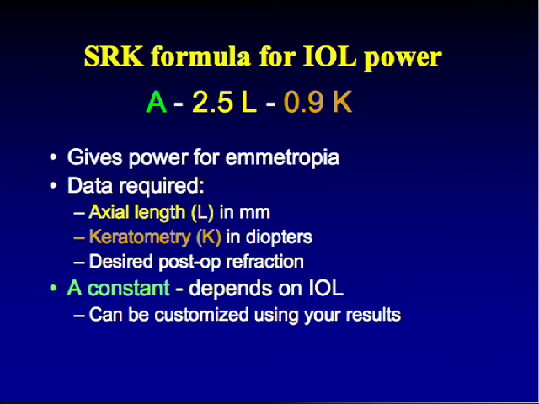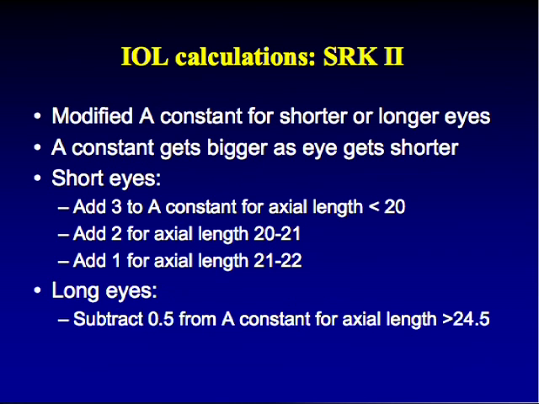The A constant depends on the lens that you're using. It actually depends on the lens position, the effective lens position. And then this is the axial length and the keratometry. So this is a simple formula. You can do it by hand, and 90+% of the time it's accurate. You do run into problems, though, if you get short eyes or long eyes, because it's no longer linear. There's a linear range, but short and long eyes, you begin to get errors, and especially in short eyes.